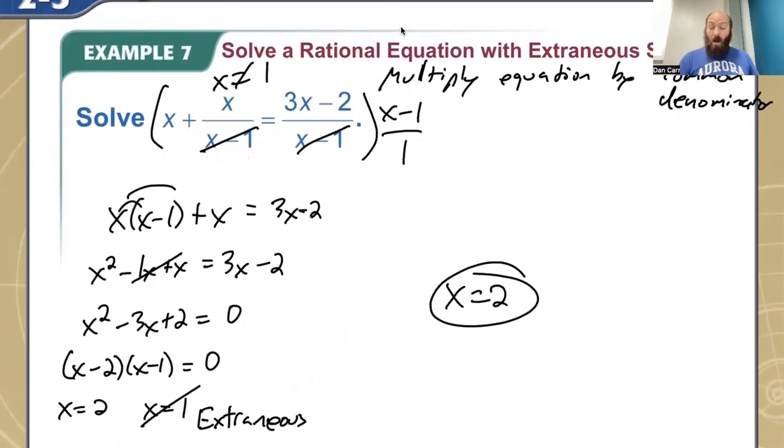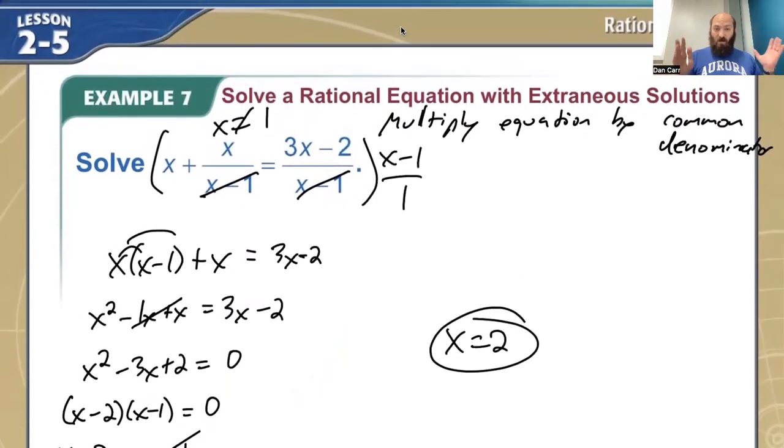Okay, and that's it for today. So again, we talked about graphing with obliques, graphing with holes, and solving our rational equations.